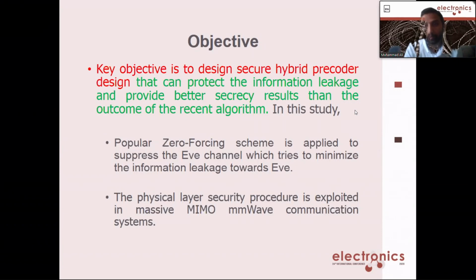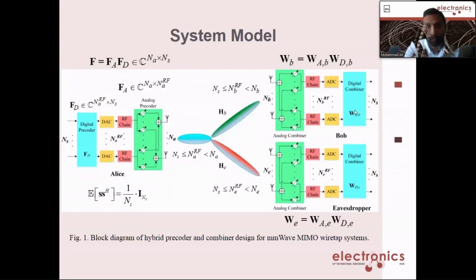In this specific study, we achieved this by applying the famous zero forcing scheme toward the eavesdropper side, which basically suppresses the channel, and hence the information leakage can be minimized. To do so, we are using the physical layer security procedure, specifically targeting massive MIMO millimeter wave communication systems. So this is our system model.